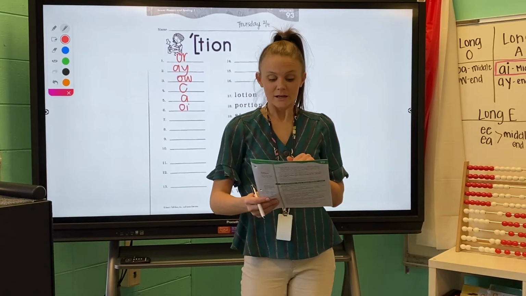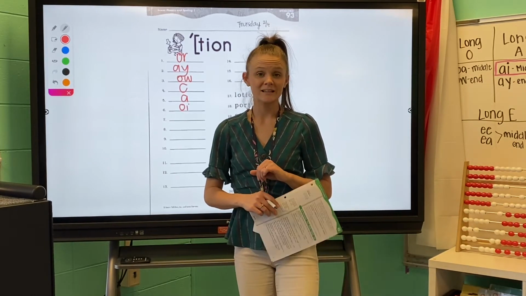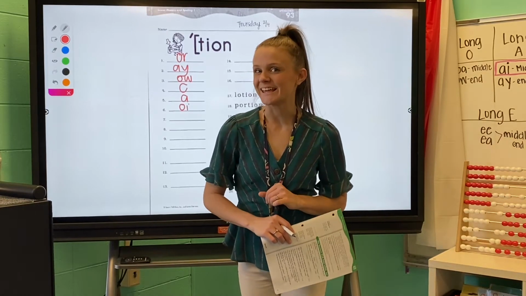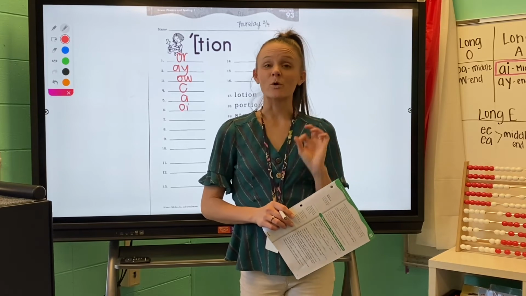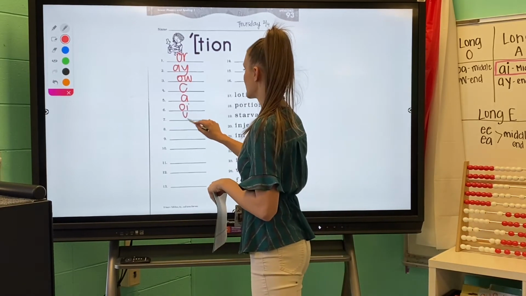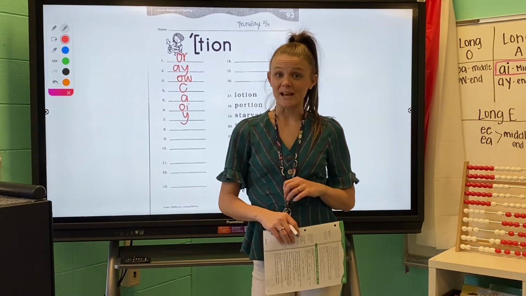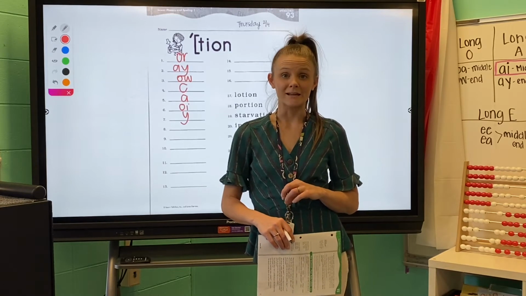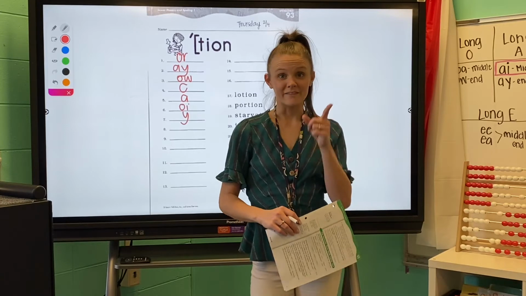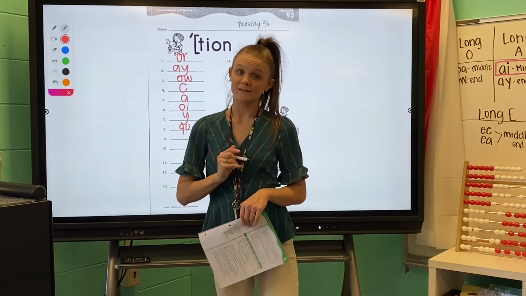For number seven, I want you to write the final sound in the word drafty. Drafty. It ends in the E sound, and we know that if a word ends in E or I, we use letter Y. For number eight, I want you to write the initial sound in the word queen. Queen. Qu. That's right. So I'm writing Q-U, the qu sound.